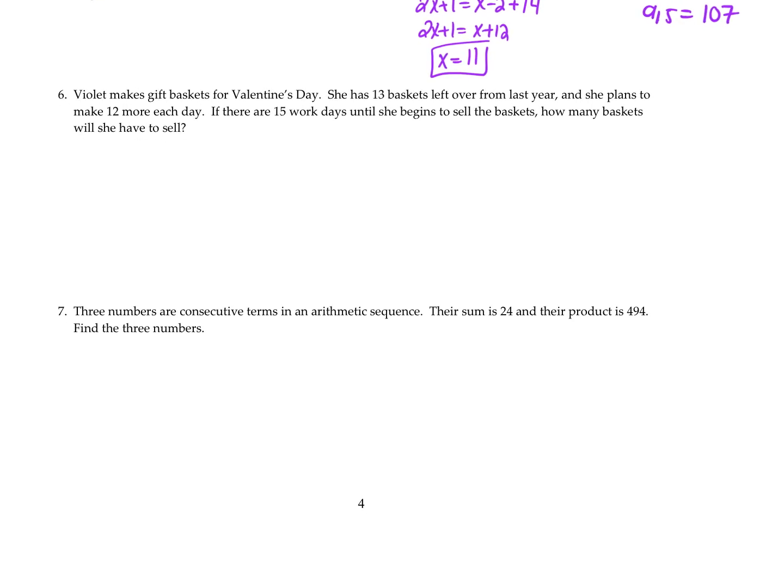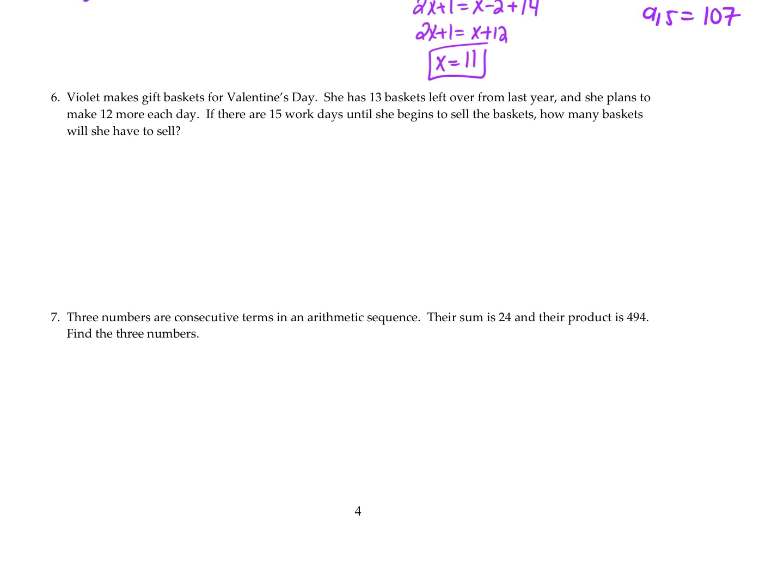All right, Violet makes gifts for Valentine's Day. She has 13 baskets left over from last year. So this is how much we're starting with. She plans to make 12 each day. That's our common difference. She wants to work for 15 days. How many baskets will she sell?